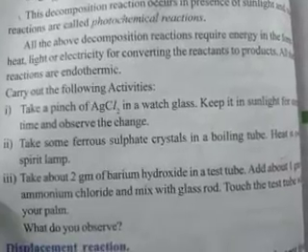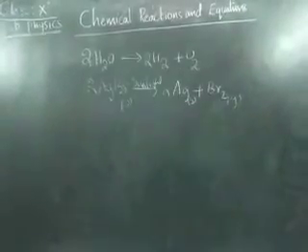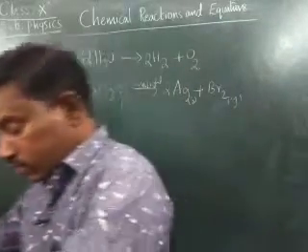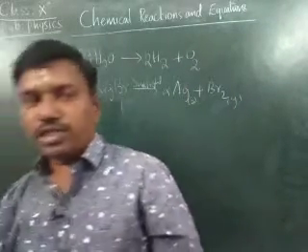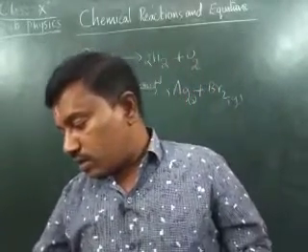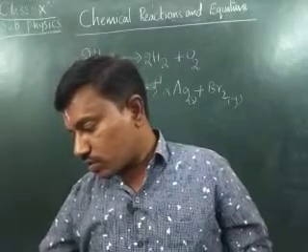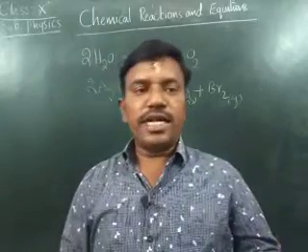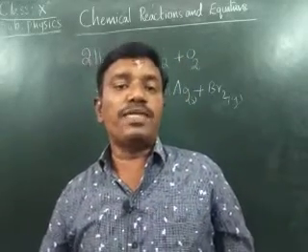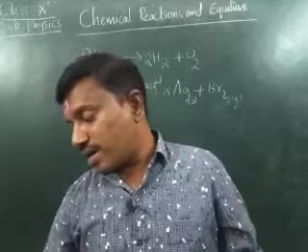All the above decomposition reactions require energy in the form of heat, light or electricity for converting the reactants to products. All these reactions are endothermic reactions. Already we know what endothermic reactions are. Endothermic reactions are the reactions which take place by absorbing energy. Okay, children. Therefore, endothermic reactions take energy in the form of heat, sunlight or electricity.